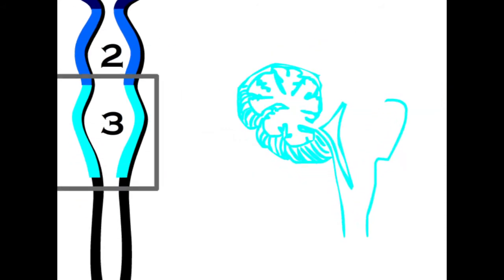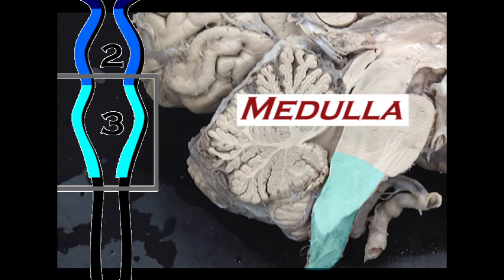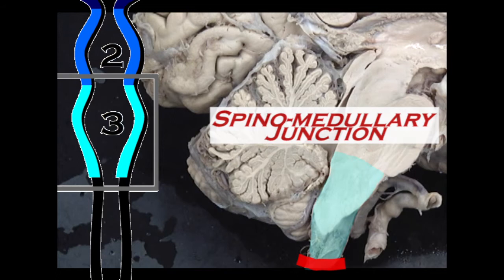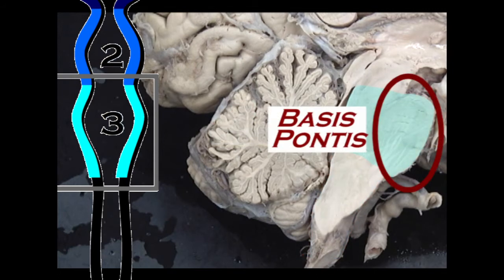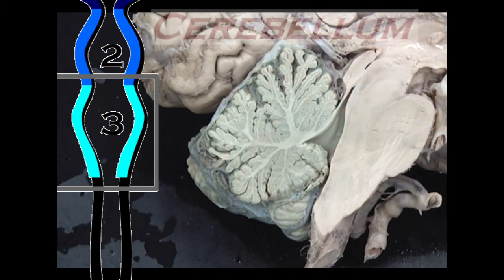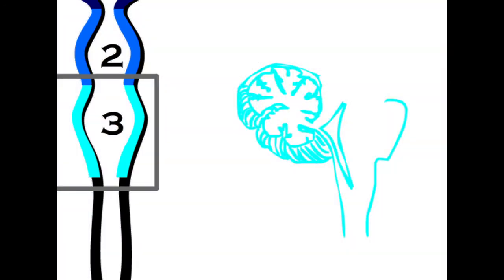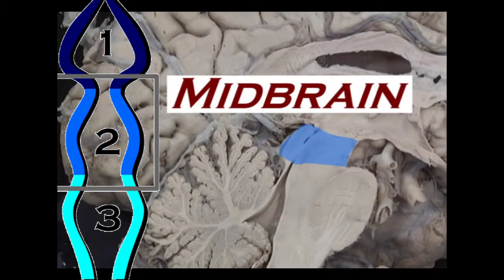The rhombencephalon, or hindbrain, gives rise to three major structures, which can be seen here on a mid-sagittal section through the adult brain. The first is the medulla, which is the most caudal portion of the brain. It connects to the spinal cord here at the spino-medullary junction. Next we have the pons, which can be distinguished by this large ventral bulge called the basis pontis. Finally, the cerebellum, or mini-brain, which extends off the pons dorsally, expands to cover both the pons and the medulla. The mesencephalon, which simply develops into the midbrain, can be seen here, rostral to the pons.